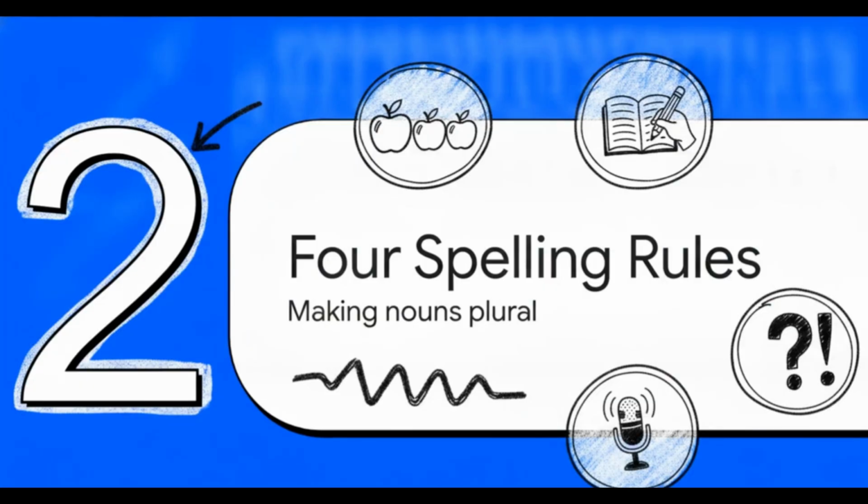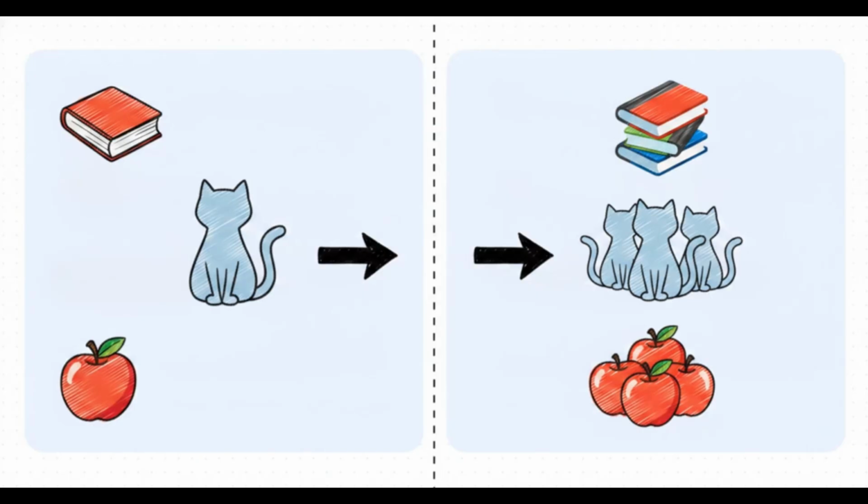Section 2, the 4 spelling rules: how to make nouns plural. Get ready because this is the absolute core of our explainer today. The 4 key rules you're going to use all the time. This is without a doubt the most important part of our lesson.